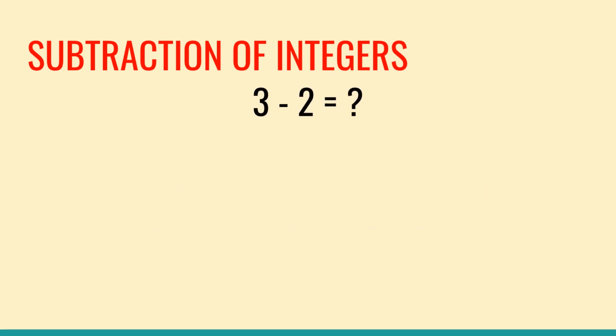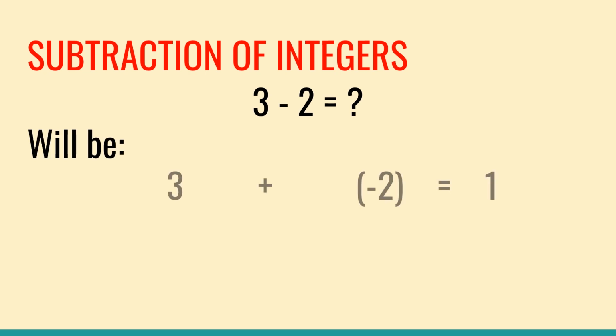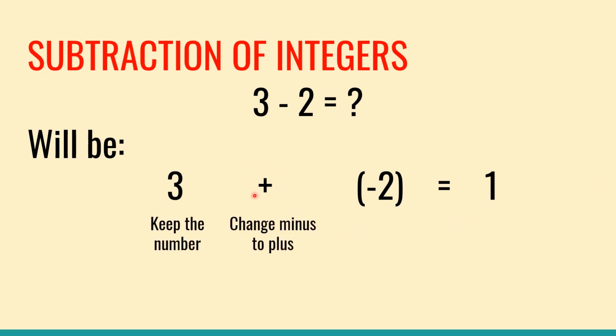Our last example is 3 minus 2. Ito ay magiging 3 plus negative 2 is equal to 1. Bakit naging ganito ang ating integers? Muli, kailangan nating sumunod sa rule of subtraction of integers. We keep the number 3, we change minus to plus, and we change positive 2 to negative 2. At ito ay naging 3 plus negative 2 is equal to 1.